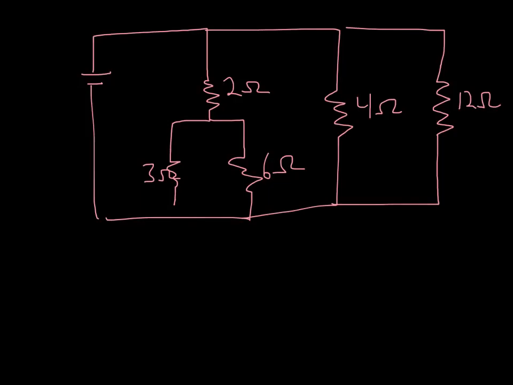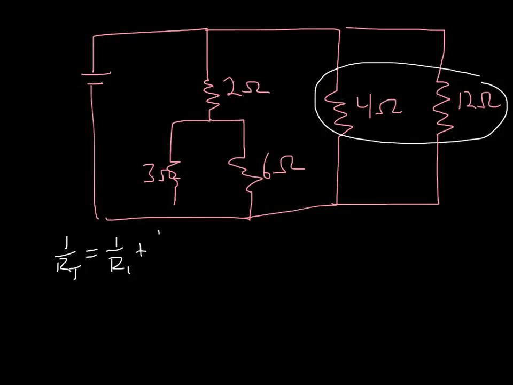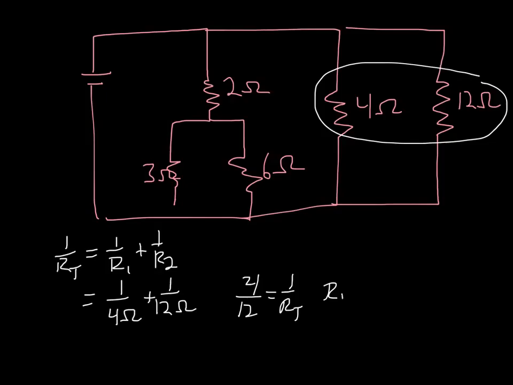Again, we'll just stick to the right. We have our 12 ohm and our 4 ohm resistors in parallel. And remember that for resistors in parallel, 1 over RT is equal to 1 over R1 plus 1 over R2. If we plug this in, it's 1 over 4 ohms plus 1 over 12 ohms, which would give us what? Right, we would get 4 over 12, and since that's 1 over RT, RT would then equal 3 ohms. So now we have an equivalent resistance here of 3 ohms.